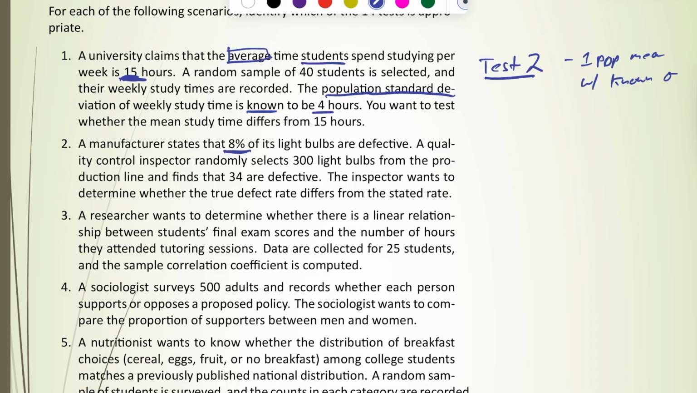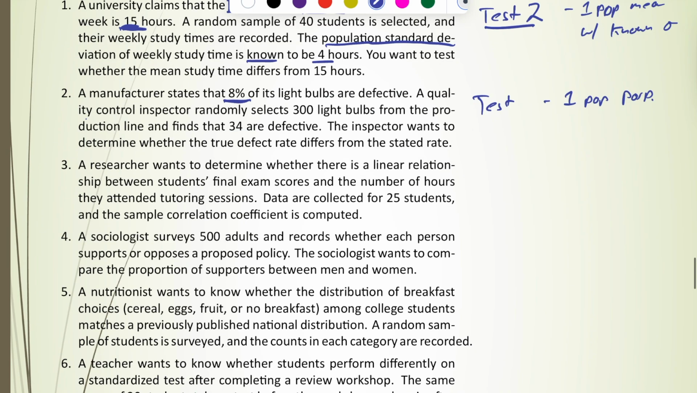Okay, a manufacturer states that 8% of its light bulbs are defective. I'm thinking a proportion here. A quality control inspector randomly selects 300 bulbs from the production line and finds that 34 are defective. The inspector wants to determine whether the true defect rate differs from the stated rate. All right, well, this right here is just test 1, because it is one population proportion. That's it. That's test 1.